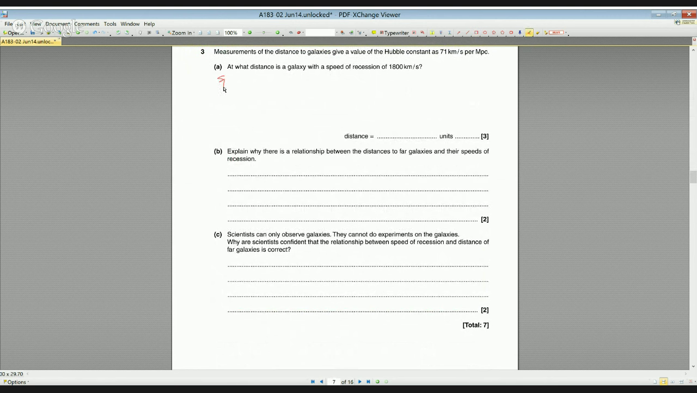So speed equals Hubble constant times distance. And we want to find the distance, so we'll need to rearrange this equation. If we divide both sides of the equation by the Hubble constant, we'll end up with distance equals speed divided by the Hubble constant.